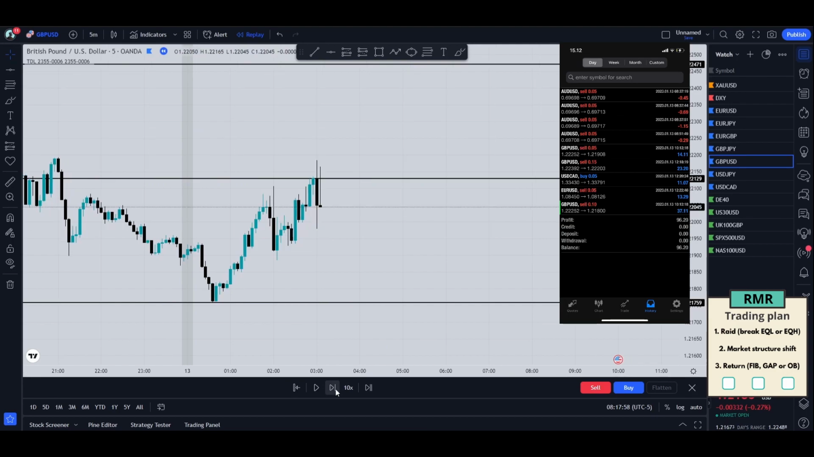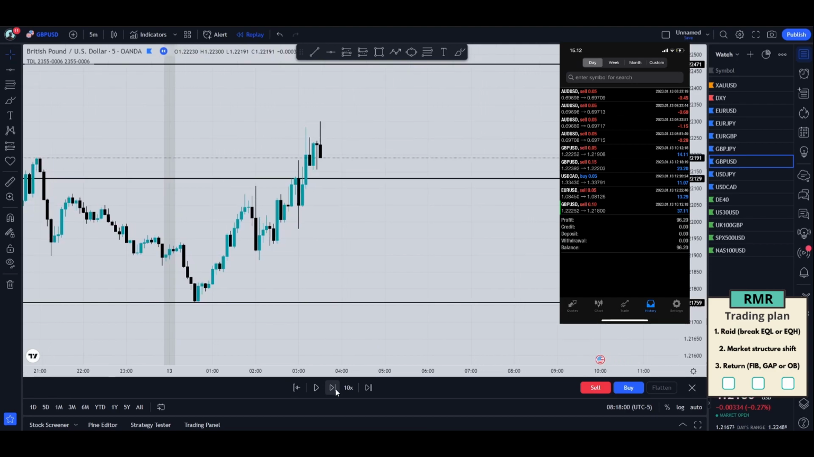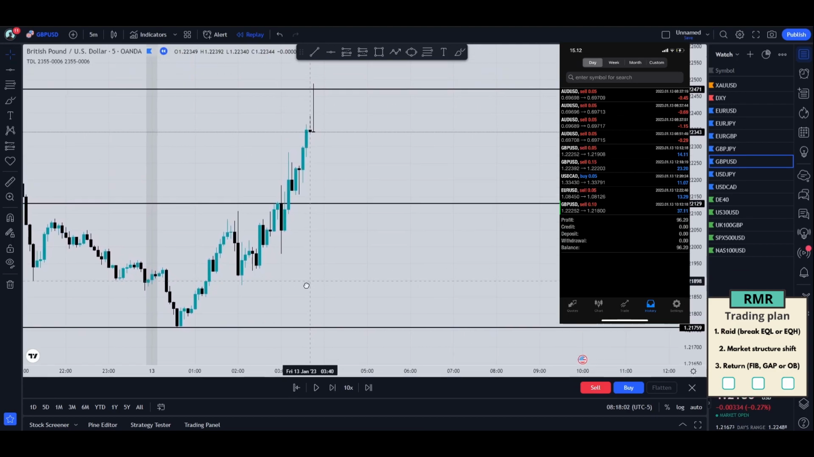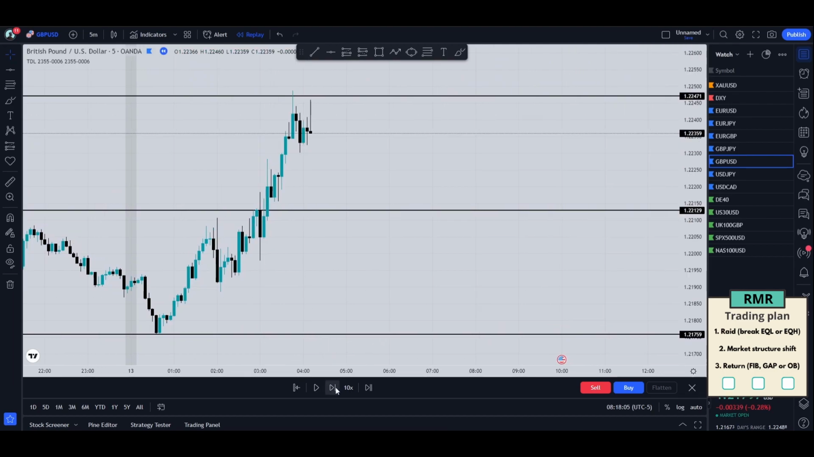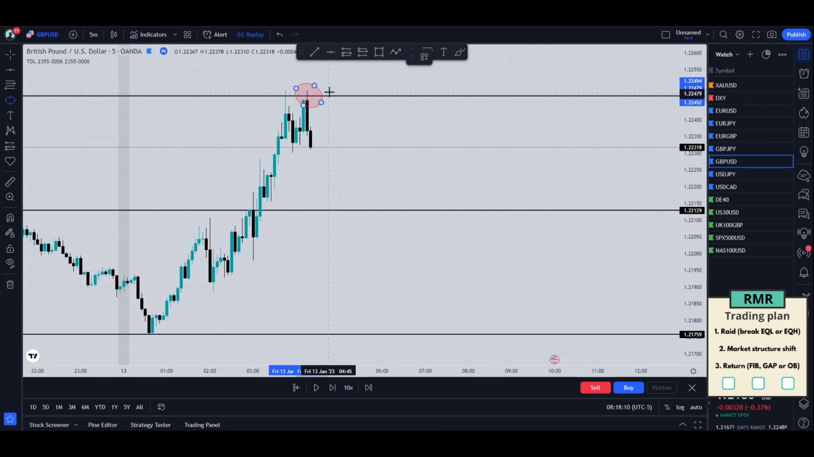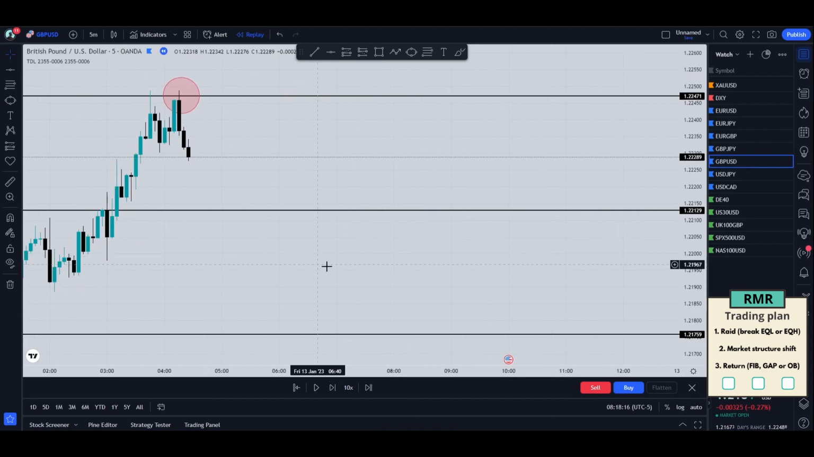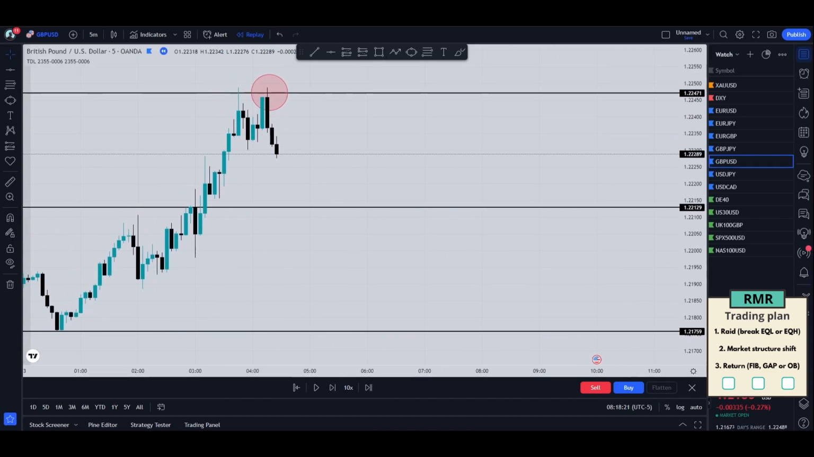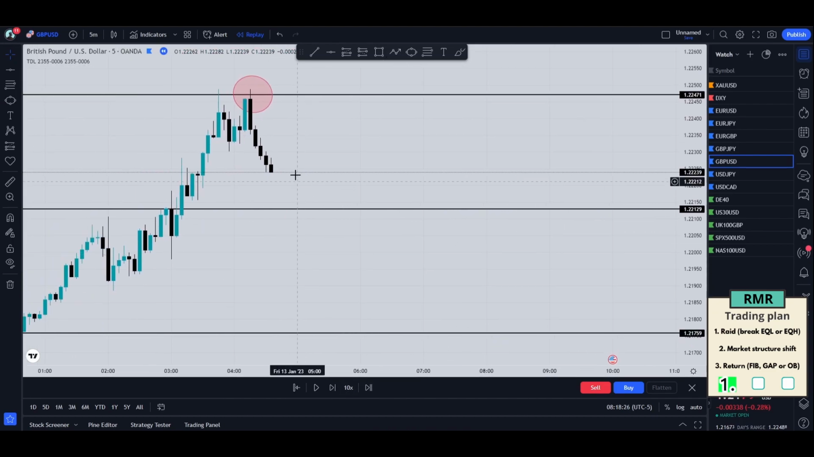Here is a picture of me taking the trade during the day on my phone, just as proof so you guys can see I actually took the trade. And now you can see we are breaking the highs of yesterday, right here at the top, which means we can take the first box off in our RMR trading plan, which is the rate, because we broke a high.